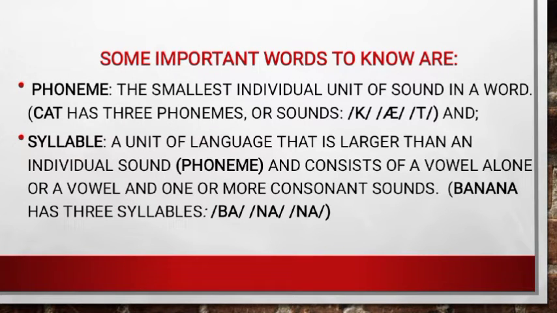So some important words to know are phoneme. A phoneme is the smallest individual unit of sound in a word. Like for example, the word cat. The word cat has 3 phonemes or sounds: K, A, T. So that's what we call a phoneme, the smallest individual unit of sound in a word.